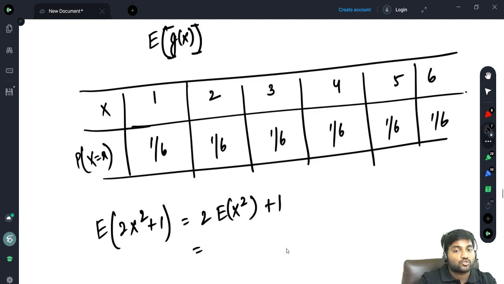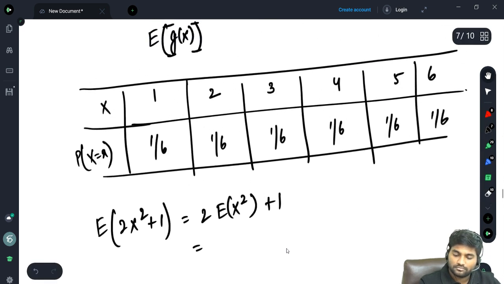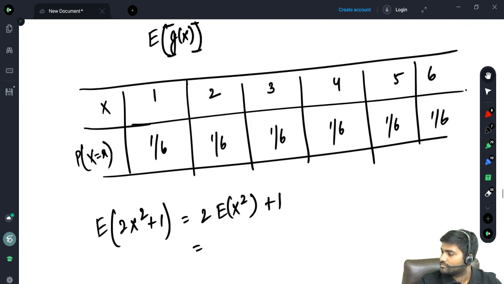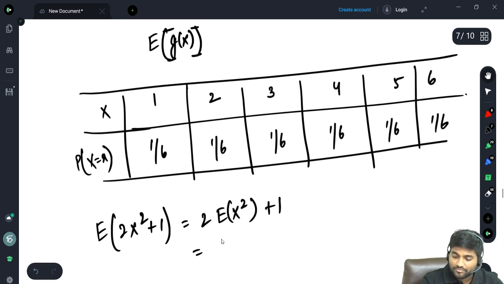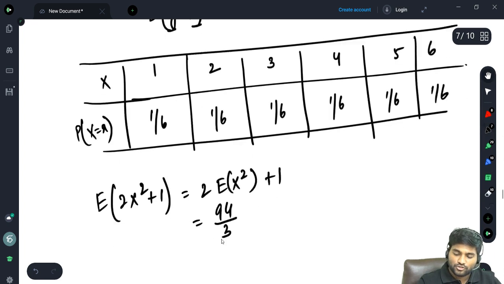And how do we calculate it? 1² into probability plus 2² into probability. Wait, 1 by 6 will be common. Sum of the squares of the first 6 natural numbers. Please solve and get the answer. The answer is 94/3. Next question.